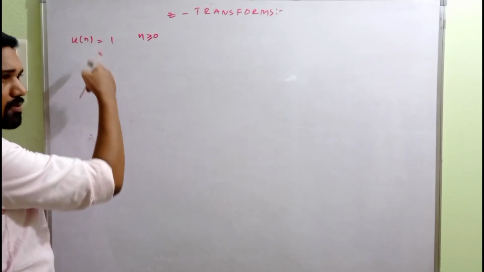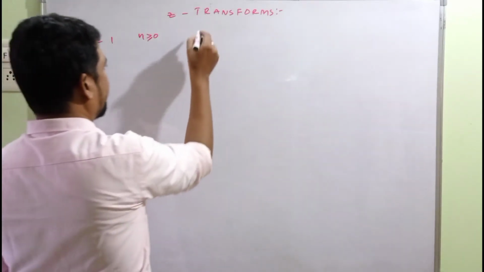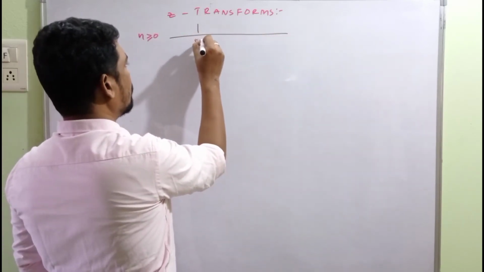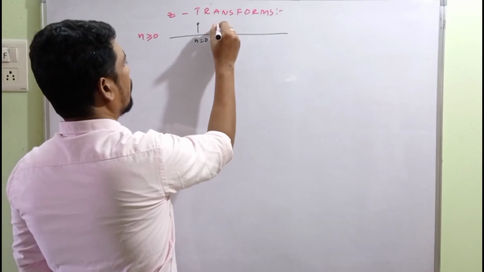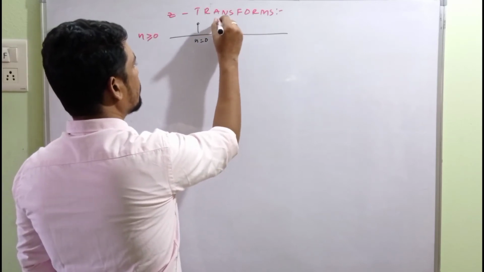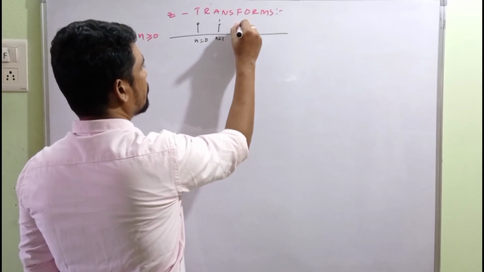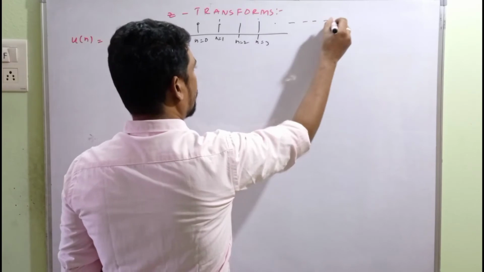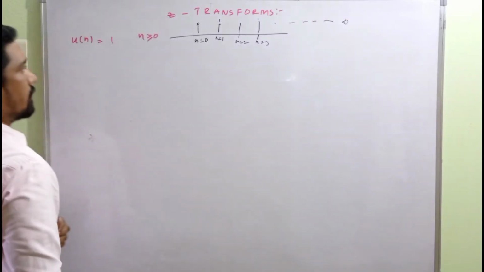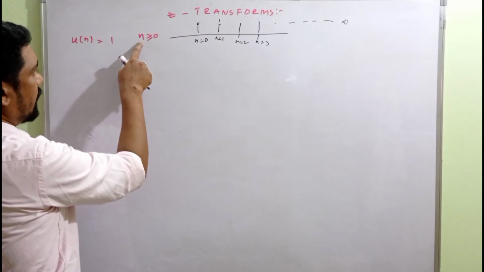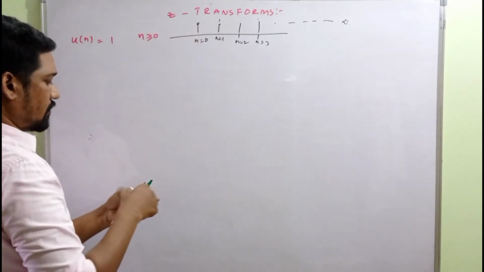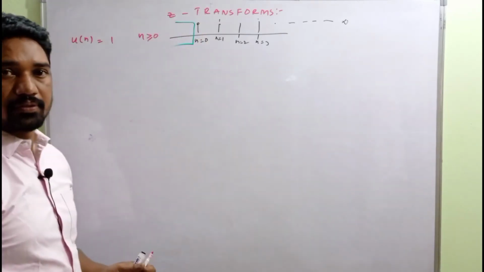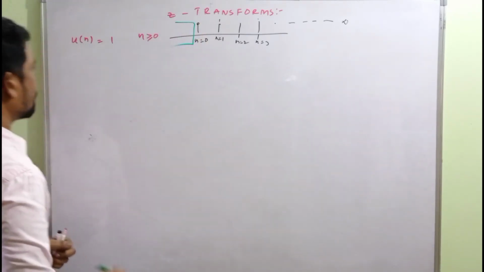What will be the representation of this one? It's a graph with n on this side. For n equal to 0, it's a 1, n equal to 1, it's a 1, n equal to 2, the magnitude is 1, n equal to 3, the magnitude is 1, and so on, extending up to infinity. It exists only for n greater than or equal to 0, not beyond this. Beyond this, this signal doesn't exist.